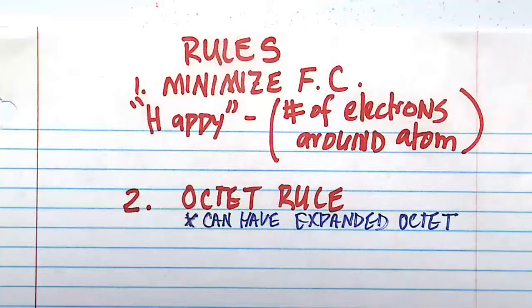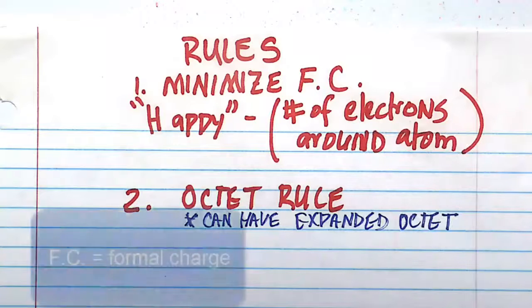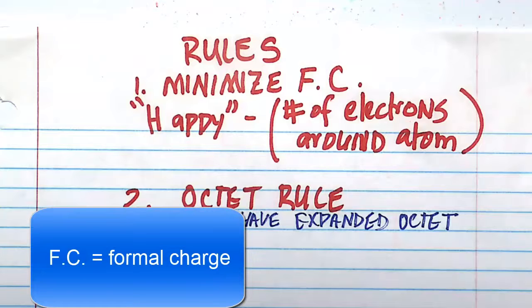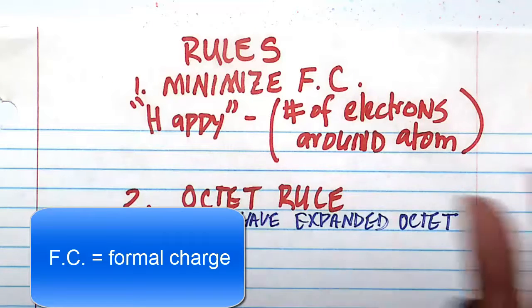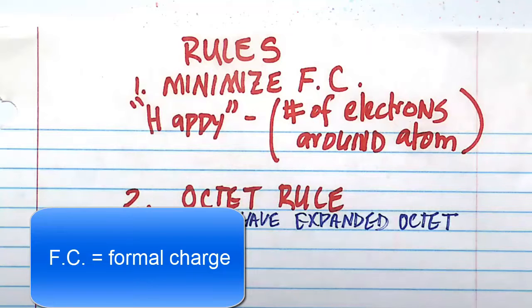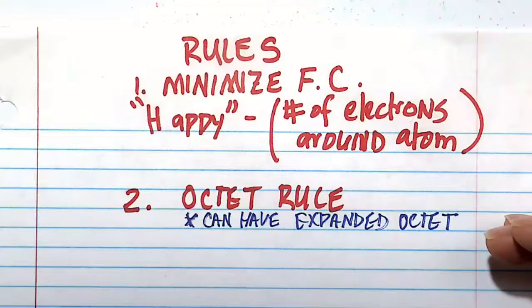The first and foremost rule: most molecular structures would like to minimize their formal charge. Formal charge is what FC stands for. The formula for formal charge is what the atom is normally happy at, minus the number of electrons around the atom. If you can satisfy formal charge minimization and get the atom to have the octet rule, meaning 8 electrons around it, then that's a superb representation of the structure.